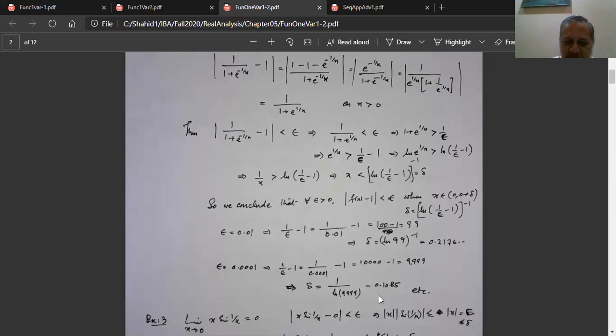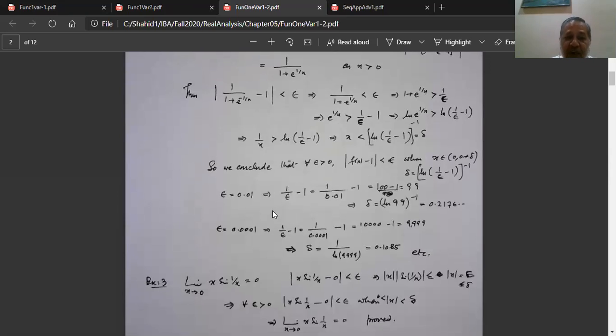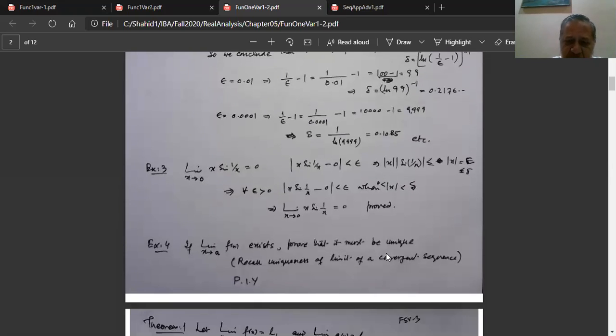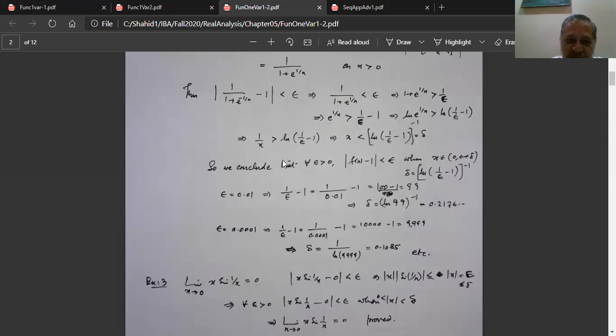And you can go for calculation, choosing epsilon and calculating delta, with epsilon equal to 0.01. 1 upon epsilon minus 1 becomes 99, and log of 99 raised to power minus 1, which we have taken as delta, is 0.21. You decrease epsilon, and the delta will decrease. So this is a demonstration of epsilon-delta use in proving that this function has limit 1.